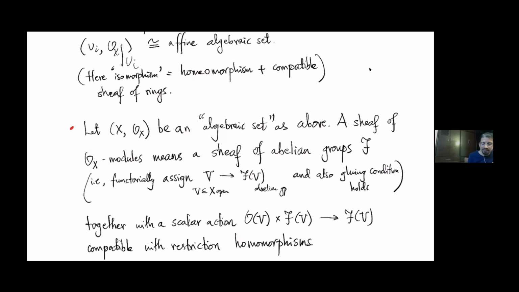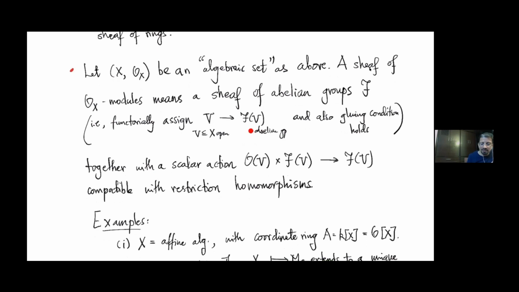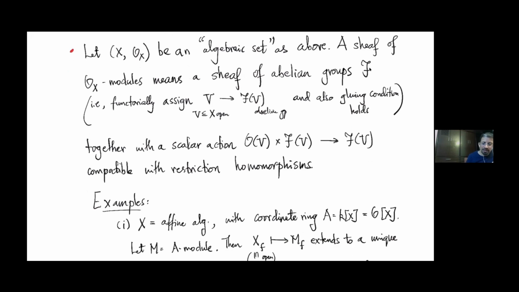And so here a sheaf of O_X modules means a sheaf of abelian groups. What does a sheaf of abelian groups mean? It again means the same thing. You functorially assign to every open set an abelian group. Functorially means under restrictions, you should get homomorphisms of abelian groups. And again, the gluing condition should be true. So over an open cover, if you have a bunch of elements from various groups over various open sets which agree on overlaps, I should have one defined globally, a unique one.